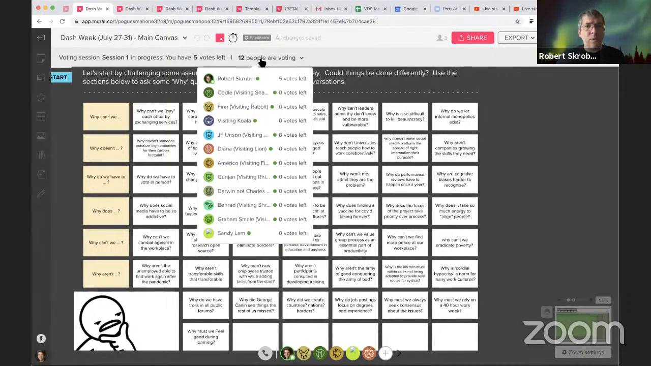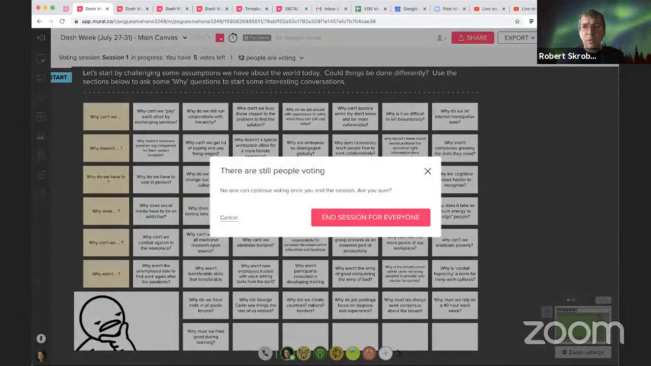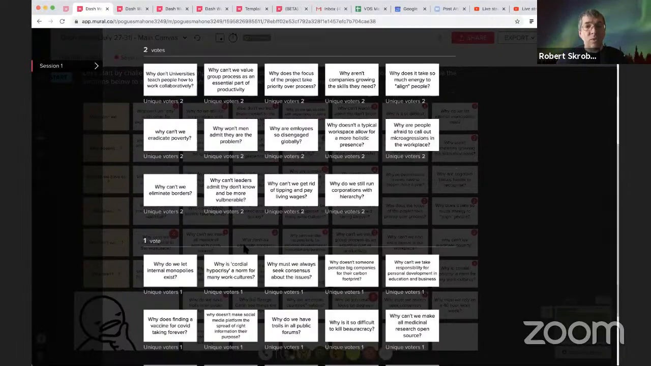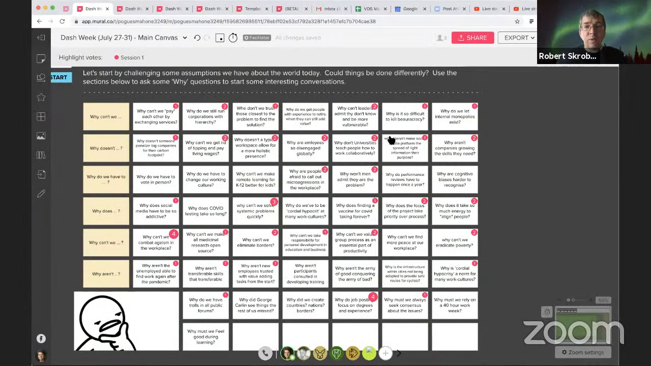Okay, so everyone's voted. I'll go ahead and shut the voting session down. Let's see what came out as our tops. So it looks like we have 3. Why do job postings focus on degrees and experience? Why can't we combat ageism in the workplace? And why can't we solve systematic problems quickly? And then we have a lot of 2s. So I think the threshold probably is for 3 votes here. So great, we have those 3.